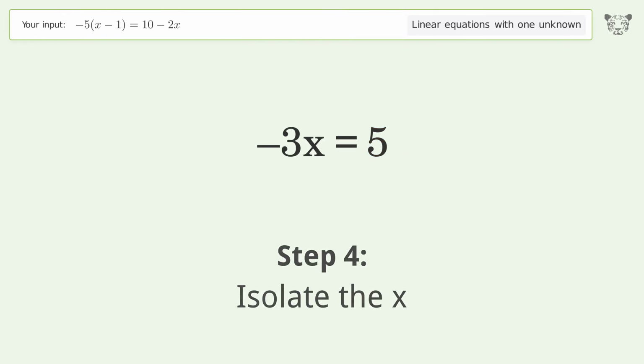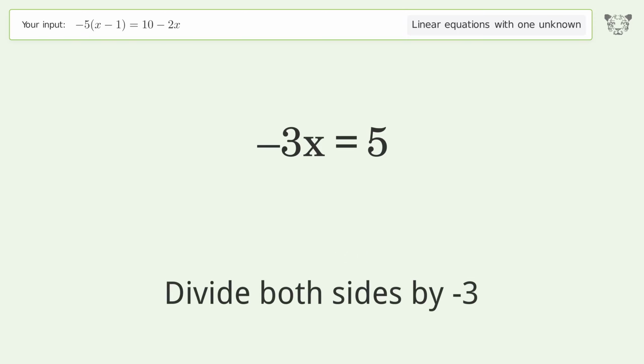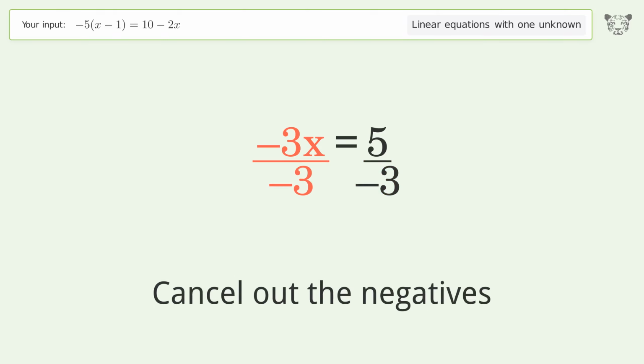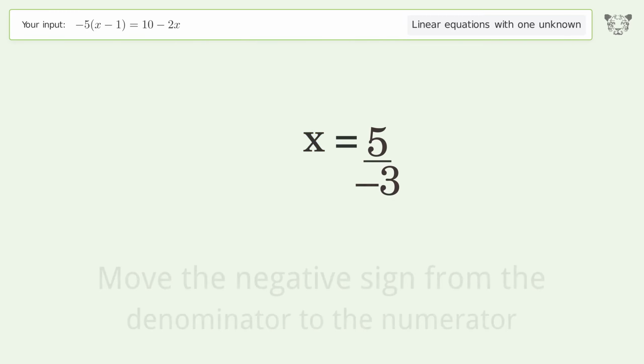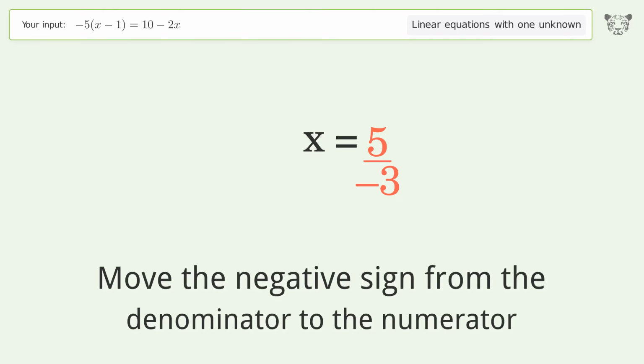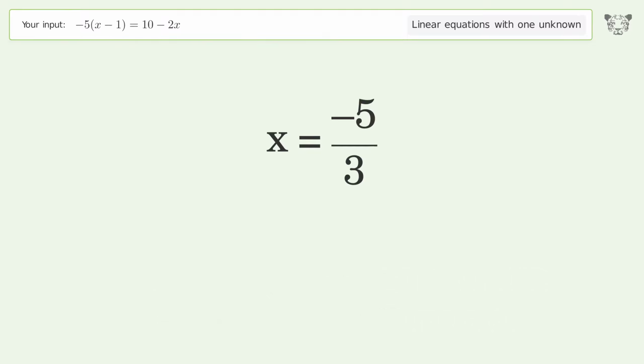Isolate the x. Divide both sides by -3. Cancel out the negatives. Simplify the fraction. Move the negative sign from the denominator to the numerator. And so the final result is x equals -5/3.